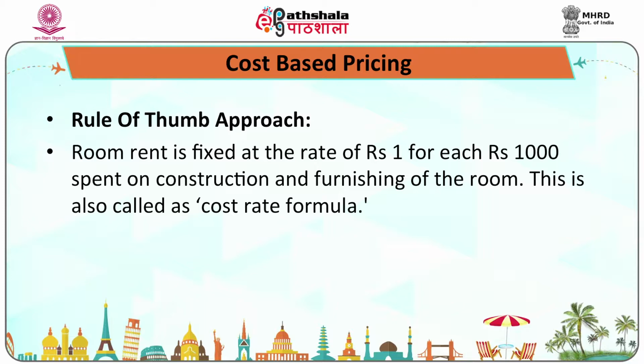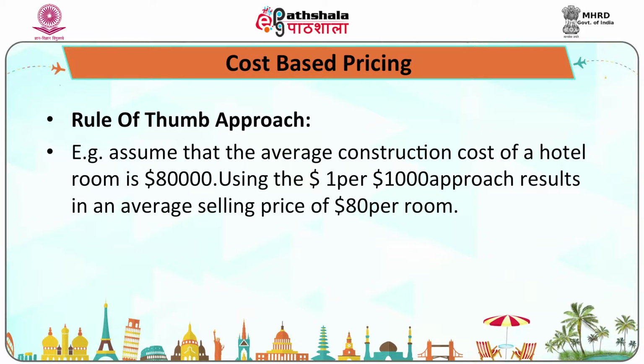Such type of pricing can be done through two methods. First, rule of thumb approach. Room rent is fixed at the rate of ₹1 for each ₹1,000 spent on construction and furnishing of the room. This is called the cost rate formula. For example, assume that the average construction cost of a hotel room is $80,000. Using the $1 per 1,000 approach results in an average selling price of $80 per room.